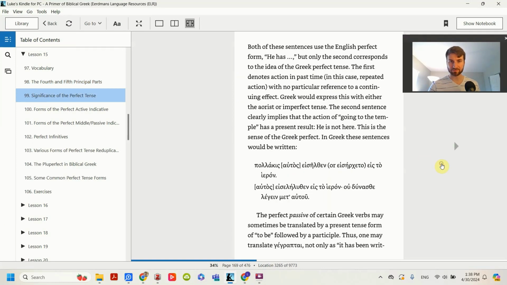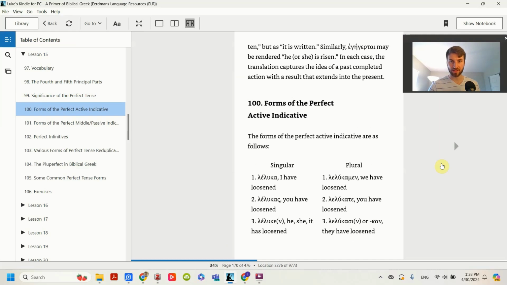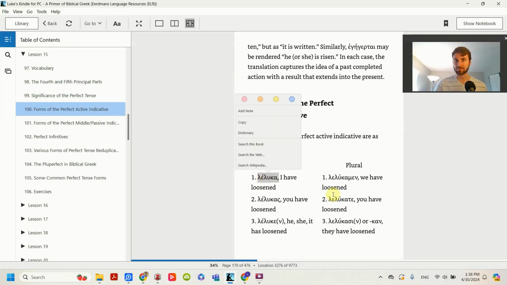So you're going to see the forms here. This is luo. The first consonant, the la, the lamed, is going to get reduplicated with an epsilon at the beginning. So rather than luo, it becomes lelu. And then you add the ka, and then add the primary endings. So the o, is, e, omen, et, usin endings. You can kind of see those here. They're a little changed, but they're recognizable. So you'll have to just note where the differences are.